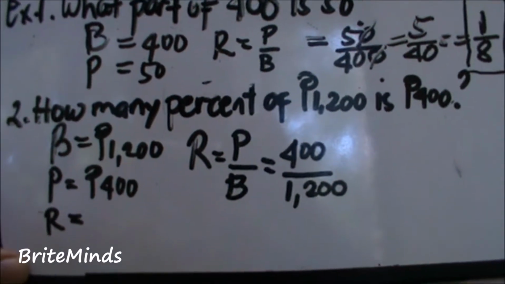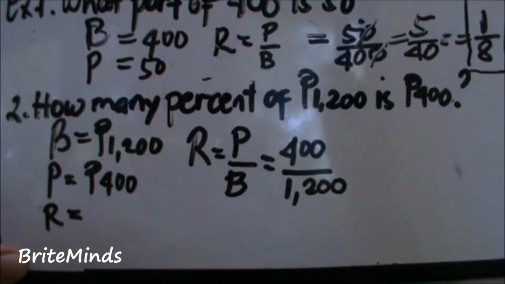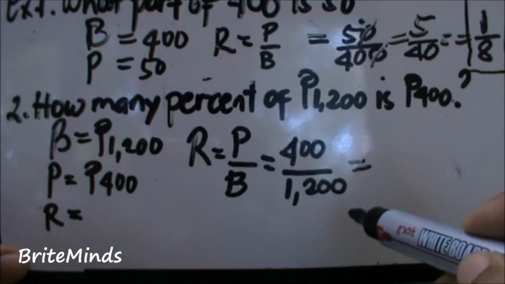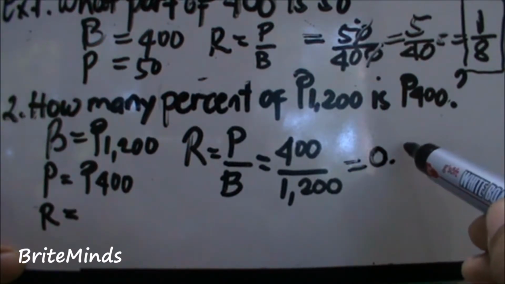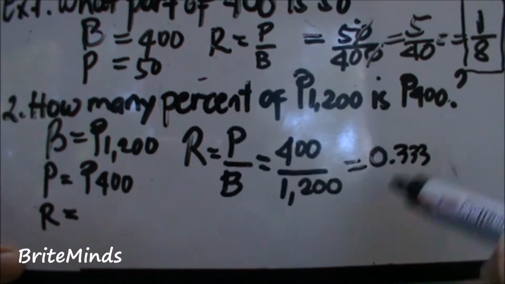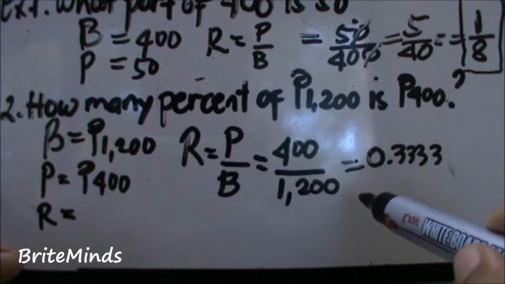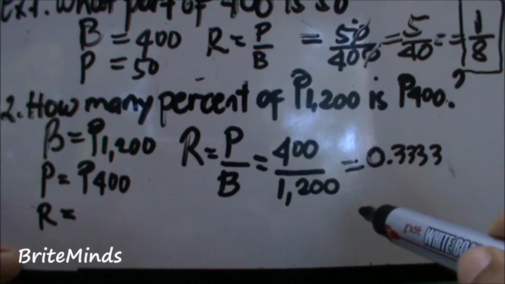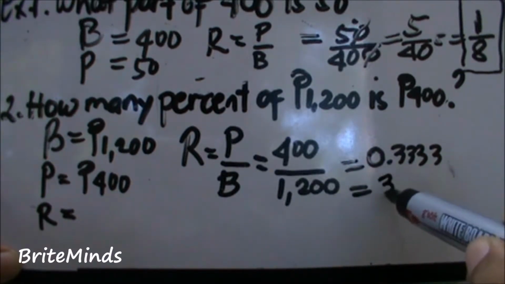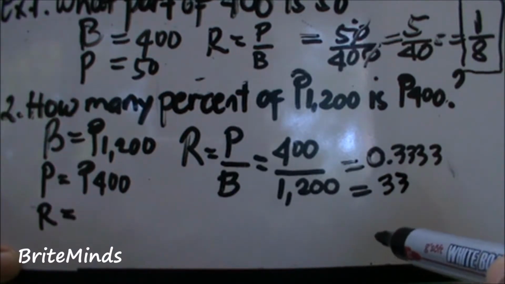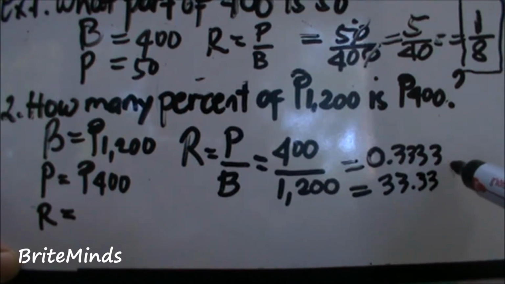Okay, so simply use your calculator and do division. So 400 divided by 1,200, so we come up with 0.3333 in decimal form. Okay, or if you want to convert it into percentage, it will be 33.33%.